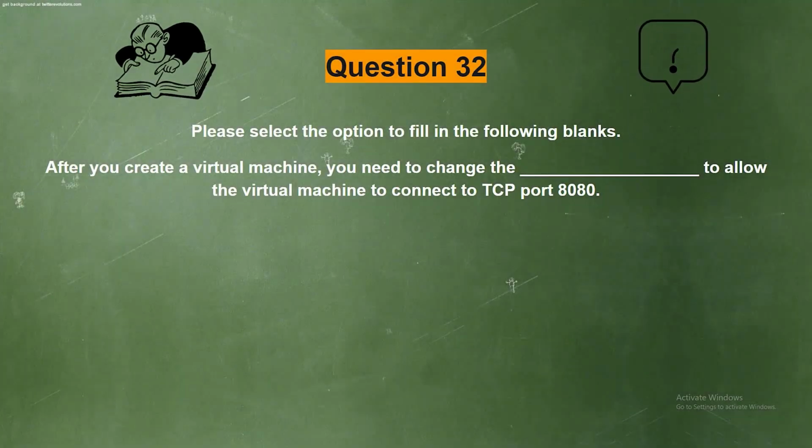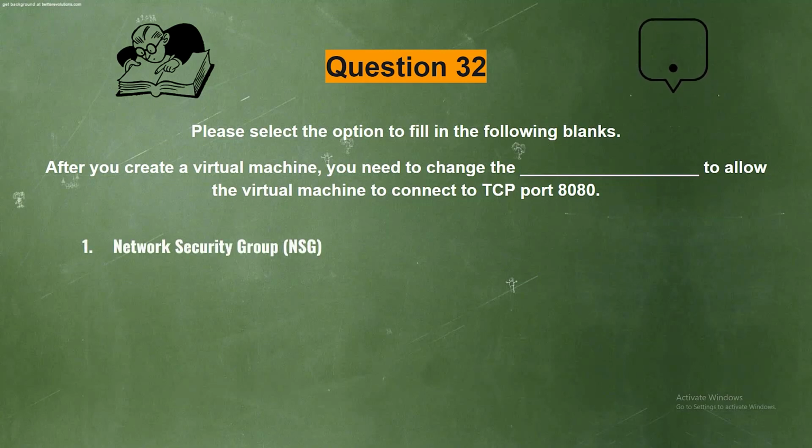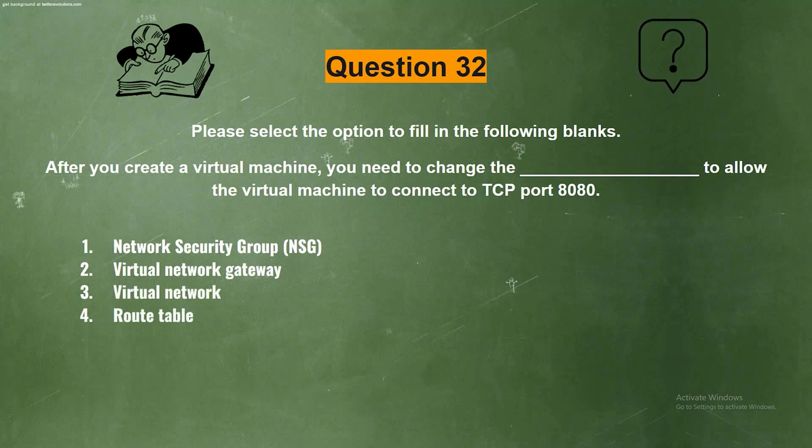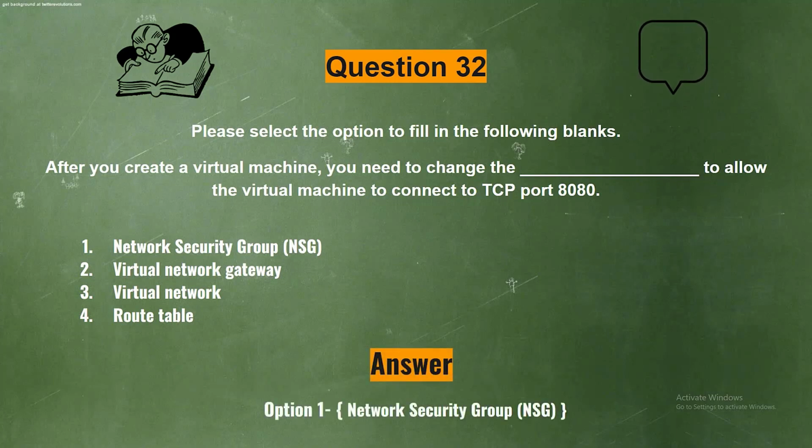Next question. Please select the option to fill in the following blanks. After you create a virtual machine, you need to change the dash to allow the virtual machine to connect to TCP port 8080. And the options are option 1, Network Security Group NSG. Option 2, Virtual Network Gateway. Option 3, Virtual Network. Option 4, Route Table. And the correct answer is option 1, Network Security Group NSG.